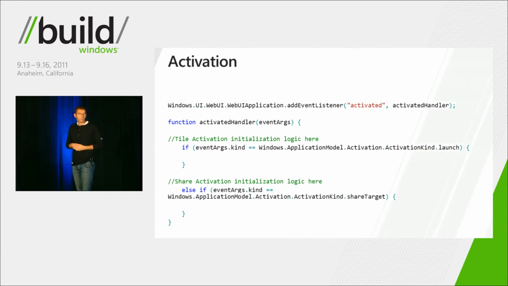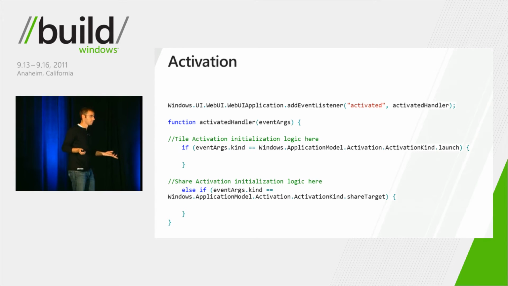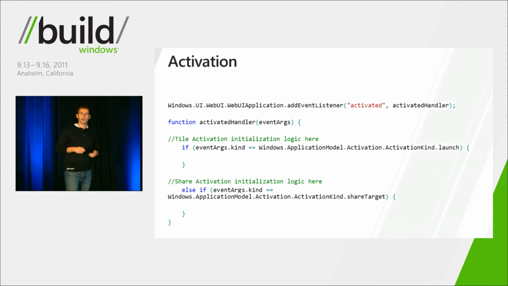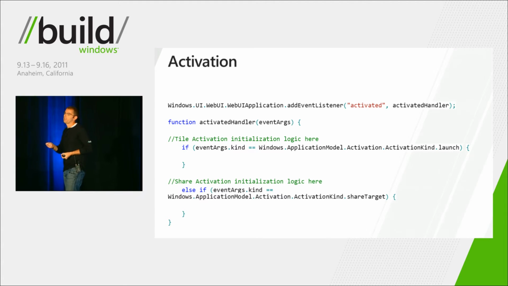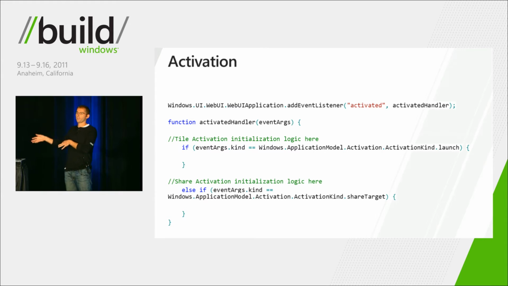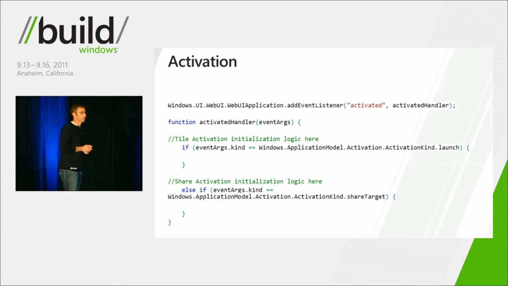Registering for activation is simple. You simply have to add an event listener for the activated event and provide a callback. And we've talked about the activated event args earlier, and one of the properties to inspect is the kind property. The kind property can be examined to figure out what sort of activation it was. So in the first if statement here, we're checking to see, was this a launch activation? If this is a launch activation, I'm going to do one thing. But if it's a share activation, I want to do something else. So that's what the else if in the second block does.